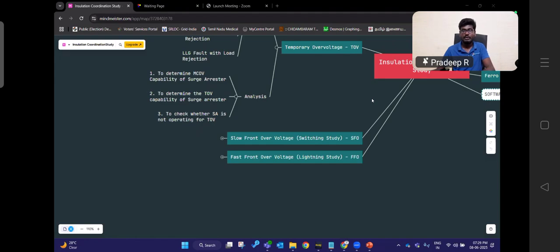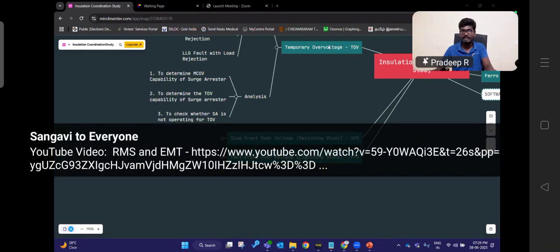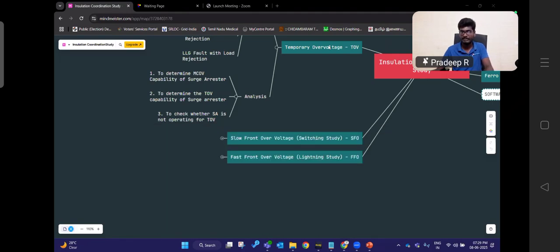For a temporary period only. Yes, TOV can last weeks. Of course, yes. But even though it lasts weeks, it will not go beyond, as I previously mentioned, a little bit higher than the nominal range, like 1 per unit, 1.05 per unit, 1.03, something like that.